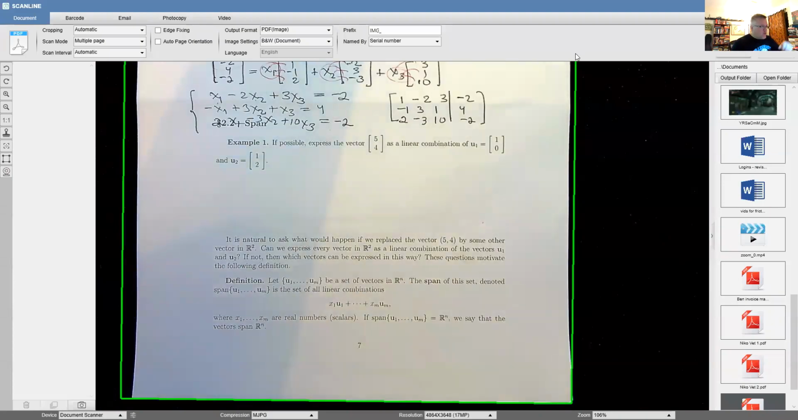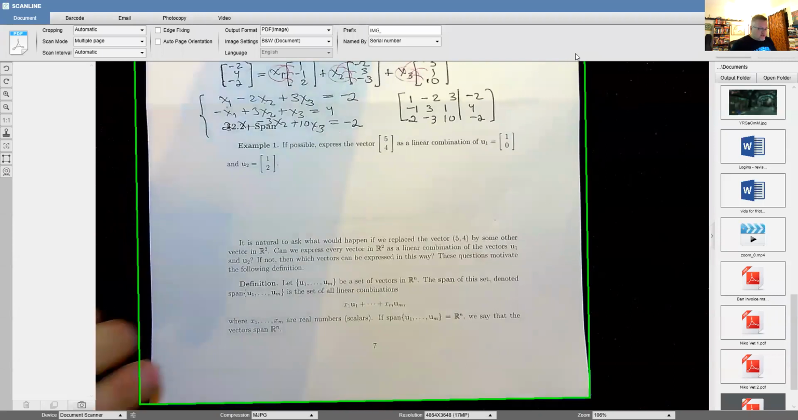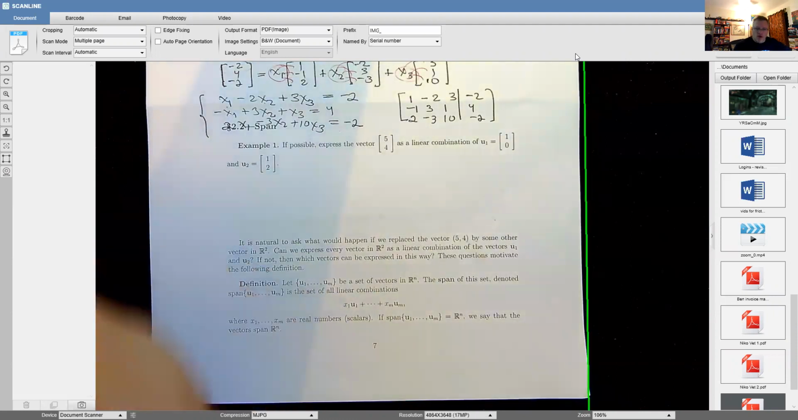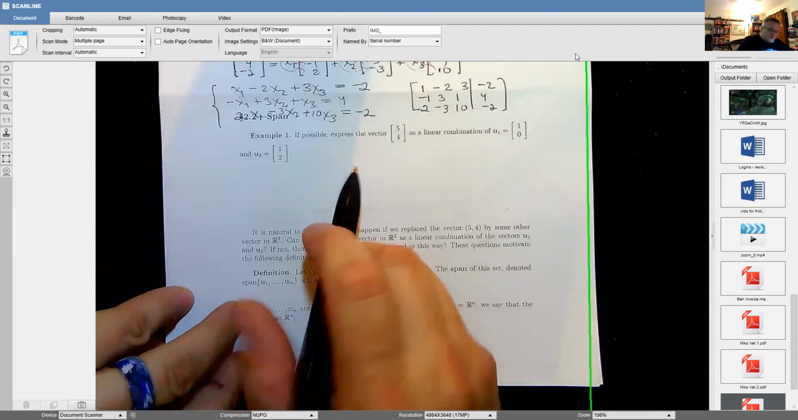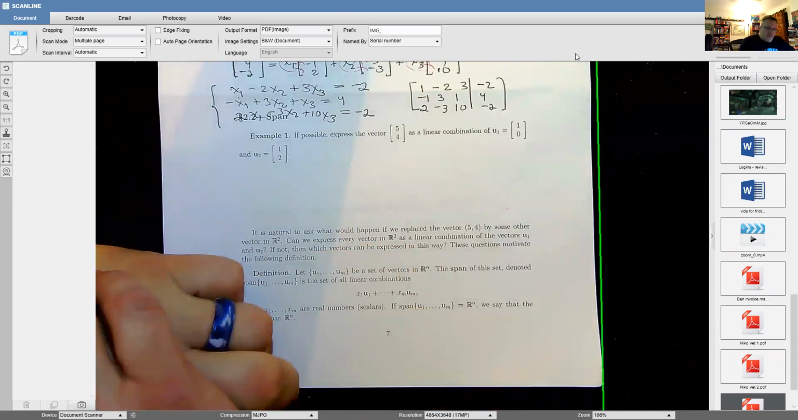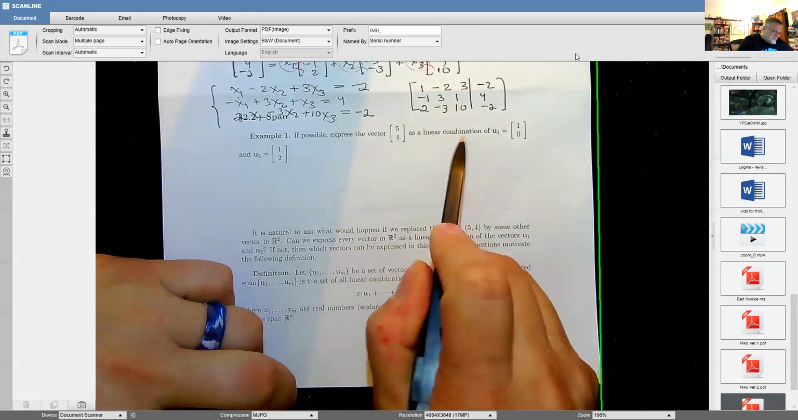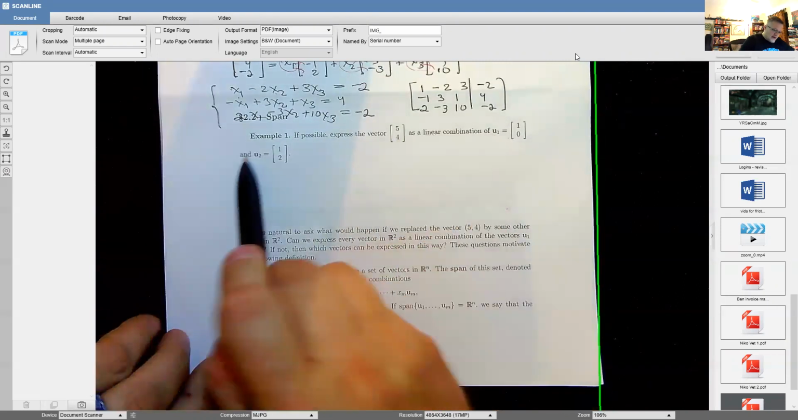All right, so actually what we're going to do now is talk about section 2.2, which is more or less a continuation of what we were talking about in section 2.1 with linear combinations of vectors. So let's start off with an example of the type of question that we're going to consider. Example 1. If possible, we want to express this vector in R2 as a linear combination of these guys.